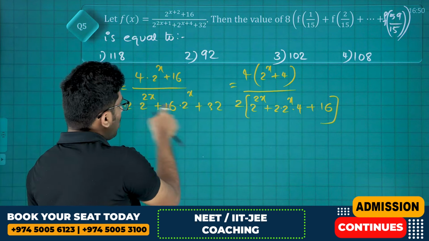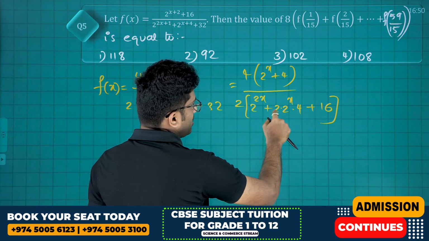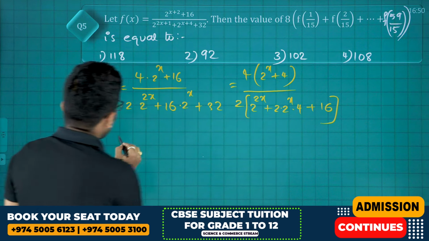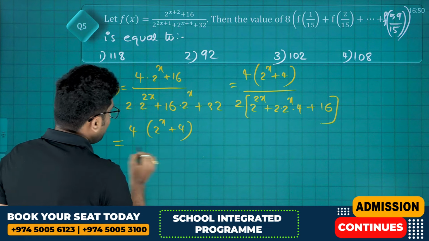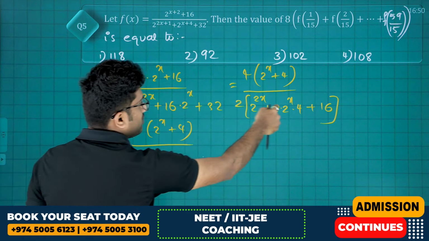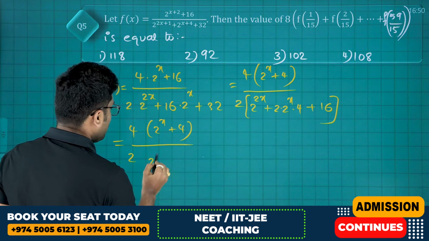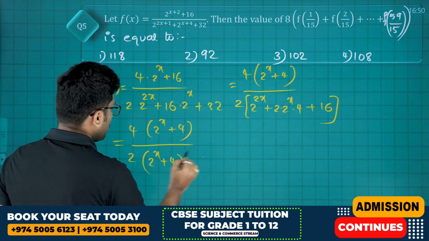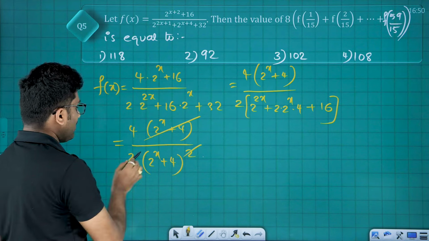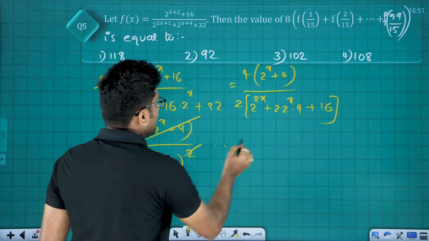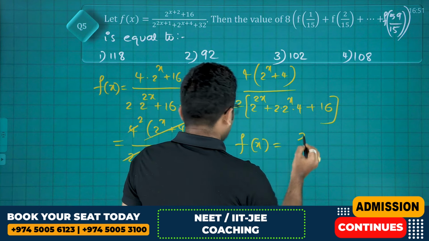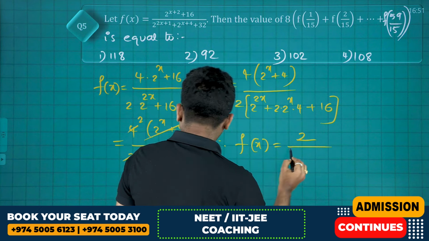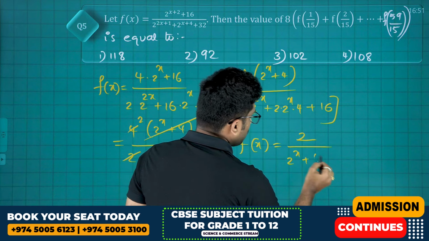See, when I take 2 common, it is 8. That 8 I have rearranged as 2 into 4. See, now the numerator is 4 into (2 power x plus 4) divided by the denominator, which is a square plus 2ab plus b square, nothing but (2 power x plus 4) whole square. So these two get cancelled, friends. Now f of x is clearly 2 divided by (2 power x plus 4).